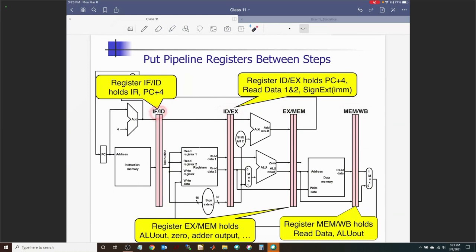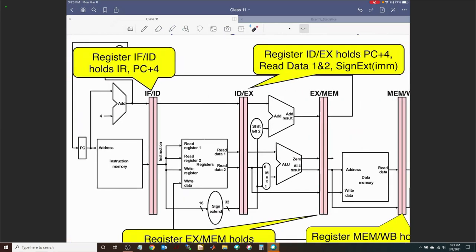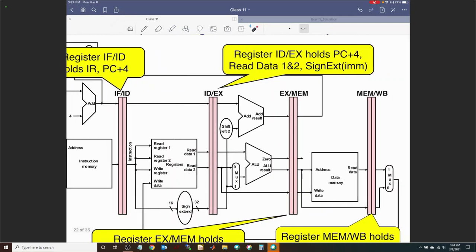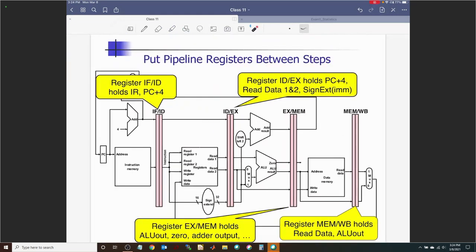What does this hold? IF and ID. Well, it can only hold 2 things that are coming into it, or essentially 2 things that are supposed to be going to the decode stage: PC plus 4 and the value of the instruction register. So those will be put onto the pipeline buffers temporarily. For the ID/EX, the decode/execute pipeline buffer, you have PC plus 4, read data 1, read data 2, and the sign extended value. Next stage, add result, zero result, ALU result, and the read data 2. Next one, data read from memory, ALU result. That's it. Those are the values that you need to hold temporarily.